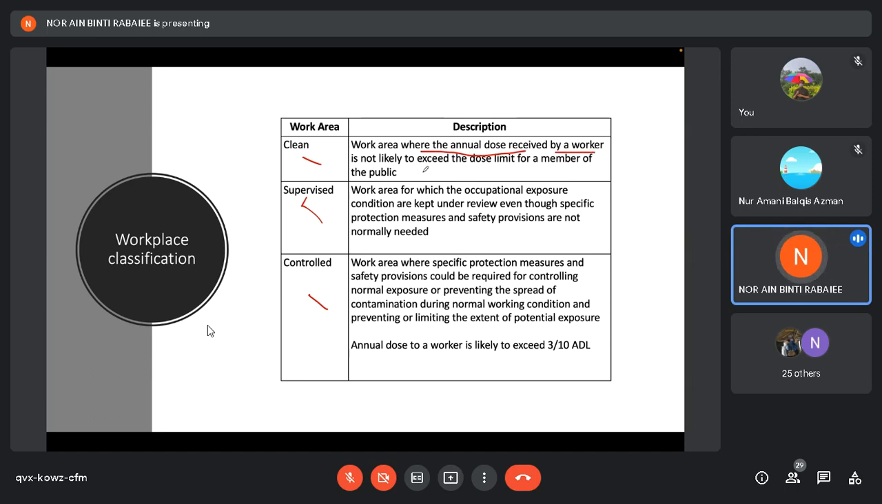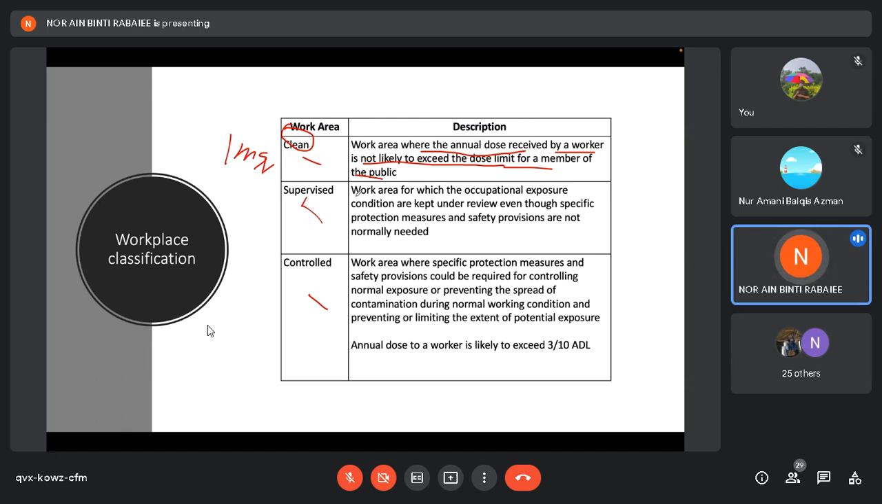The clean area is where the annual dose received by a worker is not likely to exceed the dose limit for a member of the public. This means the contamination or dose received by a person who stays here should not exceed the dose limit for a member of the public. What is the dose limit for the public? 1 millisievert per year. So this area we consider a clean area.